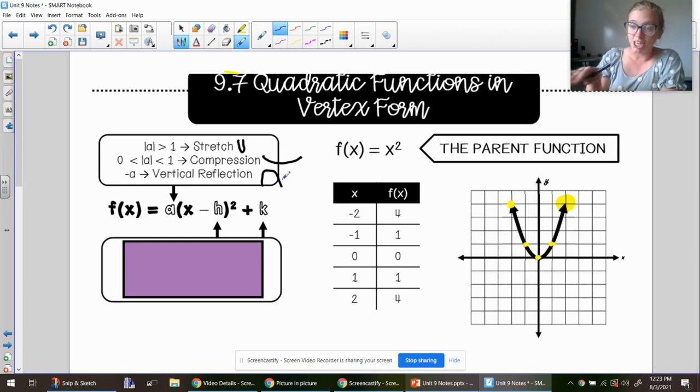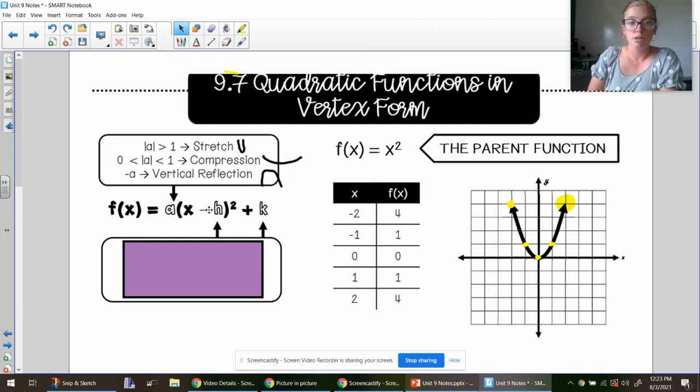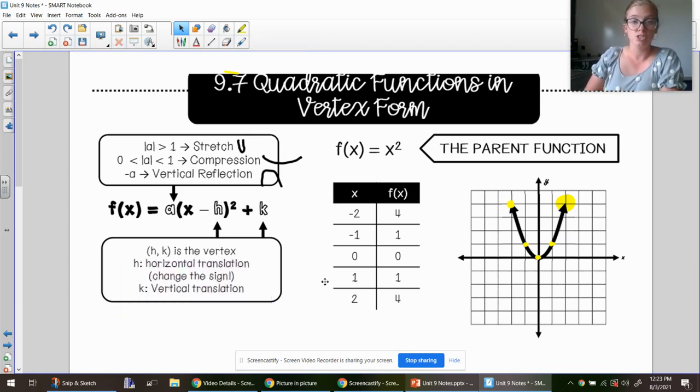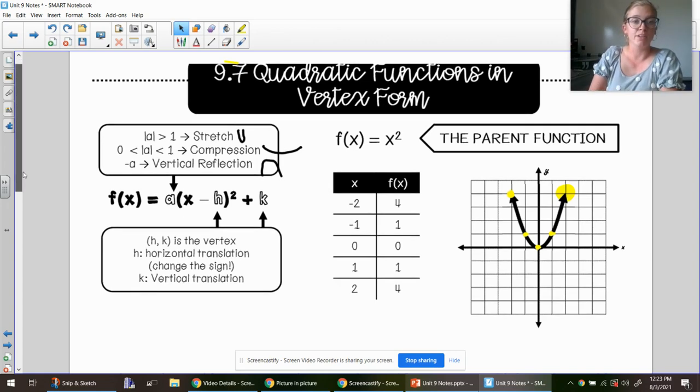Again, just like absolute value functions, that h and k value is going to be our vertex. H tells us the x coordinate, k tells us the y coordinate. H is going to tell us the horizontal shift, k tells us the vertical shift. And we need to change the sign of h. Let's apply this the exact same way we applied absolute value functions.